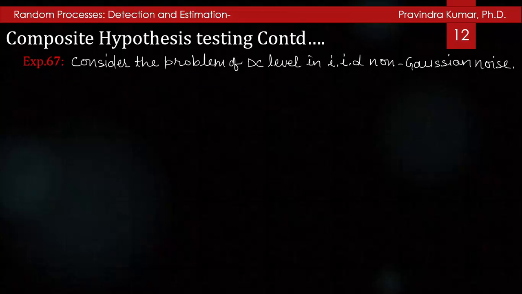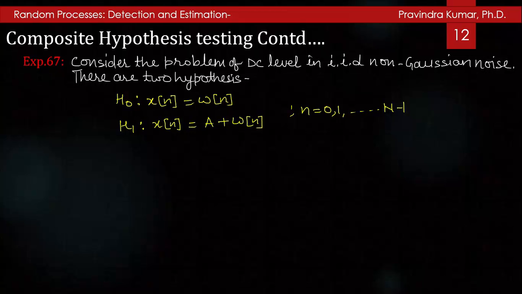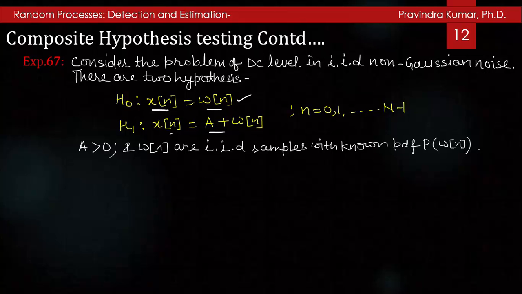Let us take one example. Consider the problem of a DC level in identically distributed non-Gaussian noise. There are two hypotheses. Under H0, the observed sample x[n] is equal to w[n], and H1 corresponds to x[n] equal to A plus w[n]. This means in hypothesis H0 there is only noise, and in hypothesis H1 the DC level is present with the non-Gaussian noise. Here A is greater than 0, and w[n] are independent identically distributed samples with a known PDF, and we apply the NP detector here.